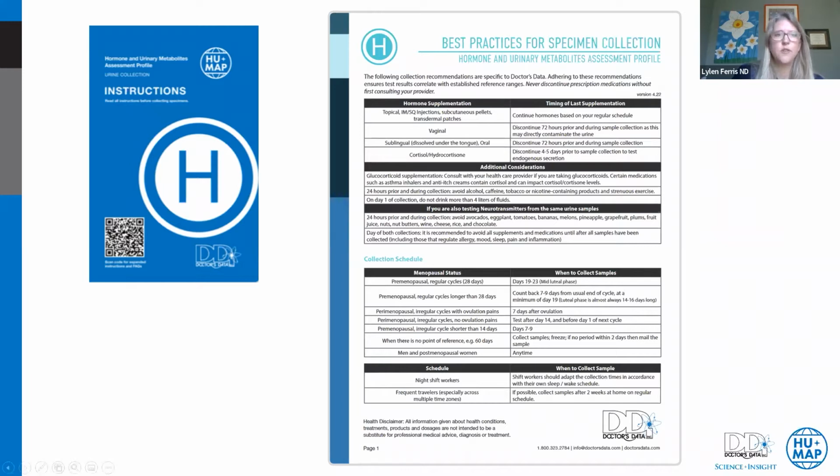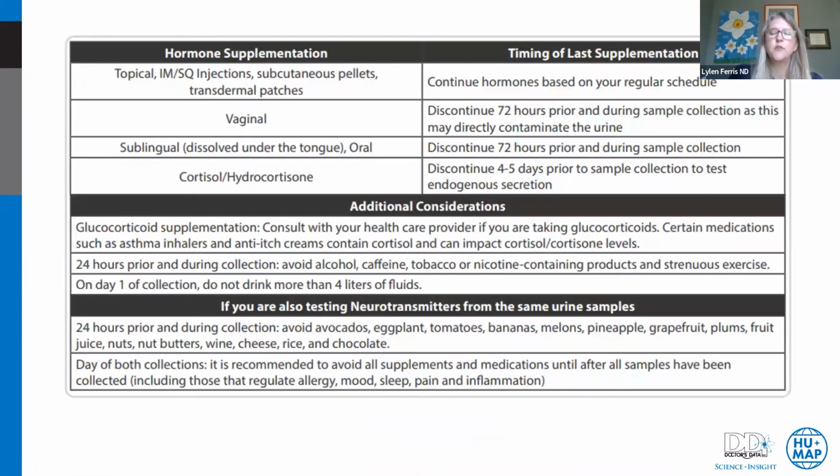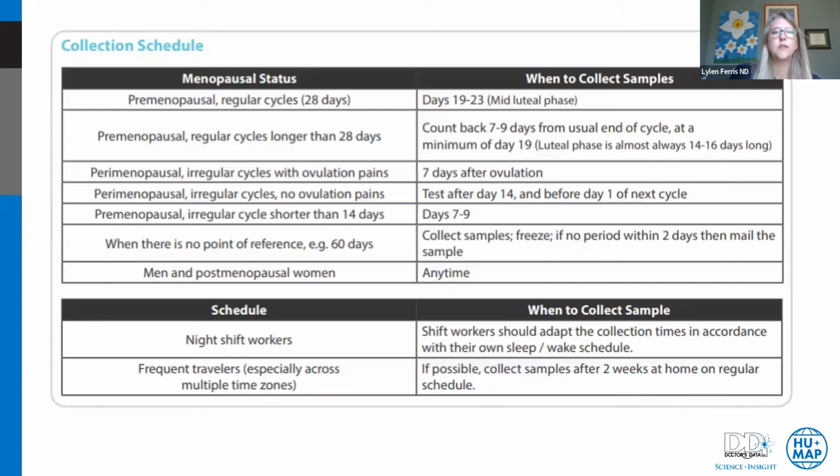So let me highlight a few of the things that you'll find on this handout. There's information about when hormone supplementation should be discontinued if it's necessary to do so. There's also information about foods and substances that can affect cortisol secretion and so should likely be avoided. Because it's possible to add neurotransmitter testing to these urine samples, there's information here for foods to avoid if you're doing that testing. And remember, this information is also all in the instructions booklet as well, but the best practices document goes into a little greater detail.